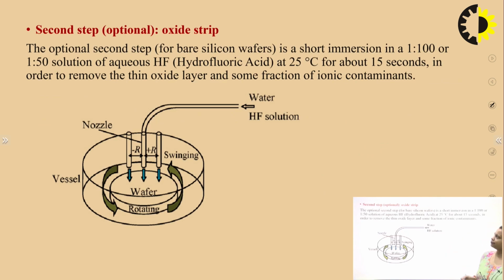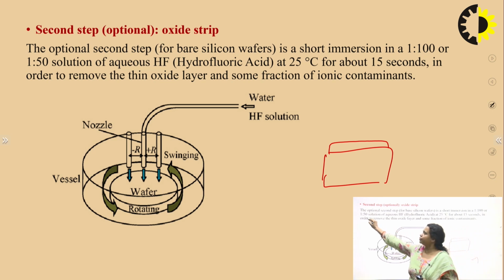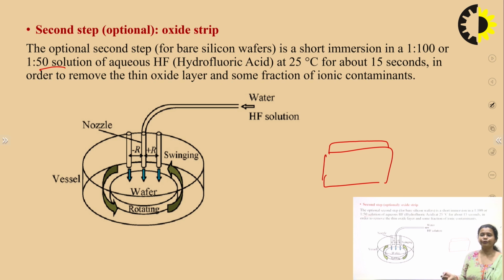For the second step, we have the oxide strip. The same I told, that this is your wafer and 1 layer of oxide is there. To remove this, we are using this oxide strip. This second method is basically an optional method, because this can be removed using the third process also, but I have shown it here. In this we are using hydrofluoric acid plus water, in a 1:50 solution, that is 1:50 proportion, at around 25 degrees Celsius, and for about 15 seconds.